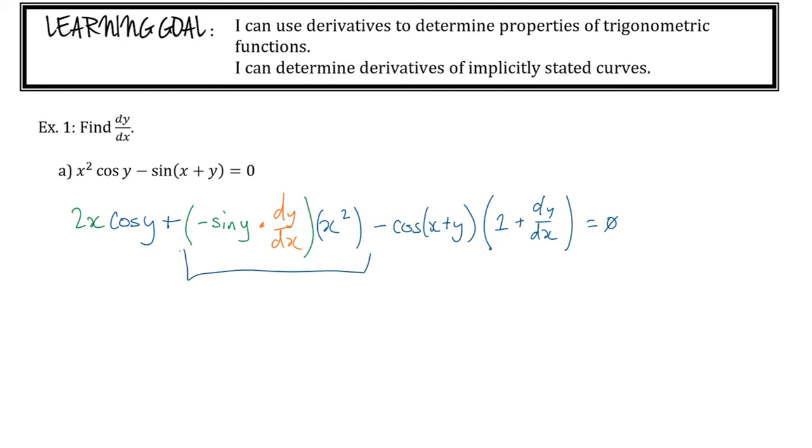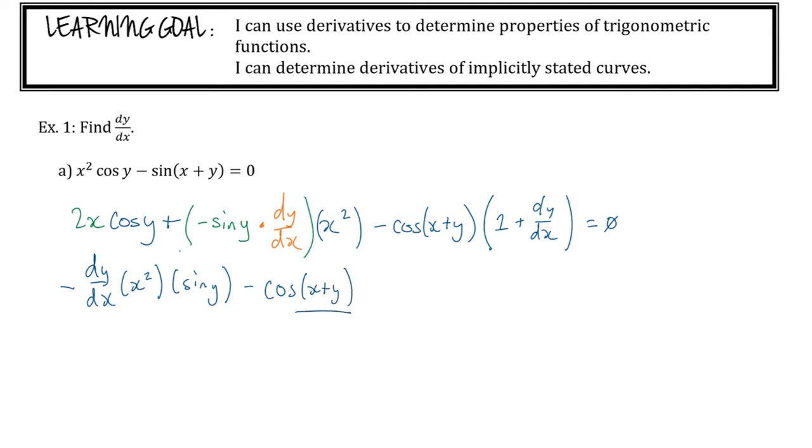This is going to stay on this side, but I'm going to rewrite it in a bit of a different way. And this is going to stay on this side, but I'm going to expand it because this is this thing times both things inside that bracket, right? So I'm going to expand that, and I'm going to move this first term over and just rewrite this other one. So it ends up being negative dy by dx times x squared times sine y minus cos x plus y.